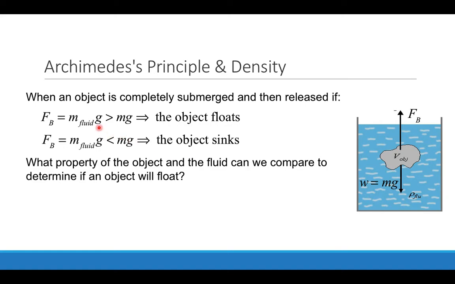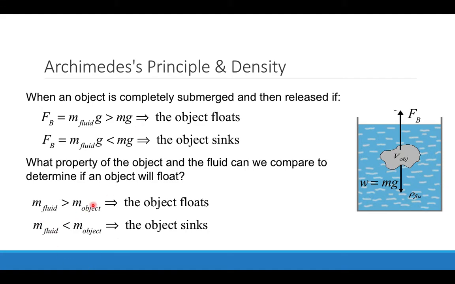And what I realized from these expressions here is that if you hold an object and you completely submerge it in a fluid, you're displacing the same volume of fluid as you have volume of object. And I have gravity on both sides of these equations, so I can actually cancel out gravity from both sides of the equation. So I'm displacing a certain amount of fluid, and if the mass of the fluid I displace is greater than the mass of the object, then the object will sink.